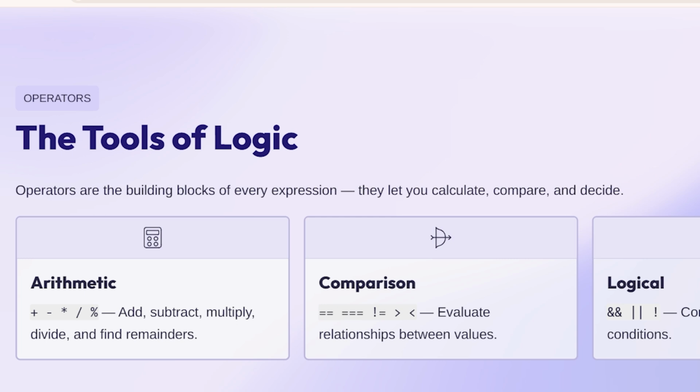Okay, the third one is the logical operator. Logical operators help us combine multiple conditions together, like the AND operator and the OR operator. These are the logical operators. We will use these operators almost every day while writing JavaScript programs.